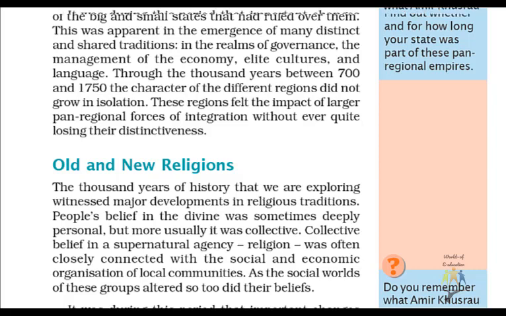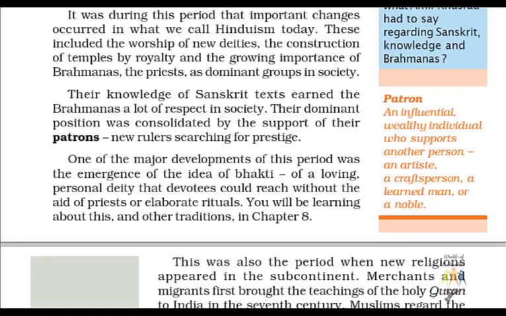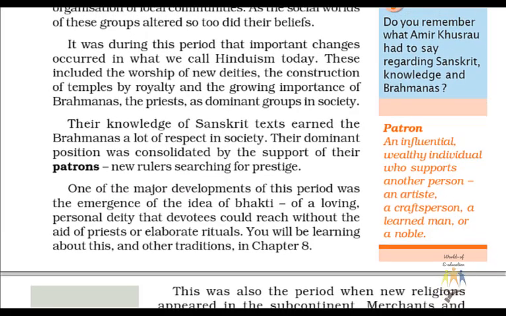It was during this period that important changes occurred in what we call Hinduism today. These included the worship of new deities, the construction of temples by royalty and the growing importance of Brahmanas, the priests, as dominant groups in society. Do you remember what Amir Khusrau had to say regarding Sanskrit, knowledge and Brahmanas?